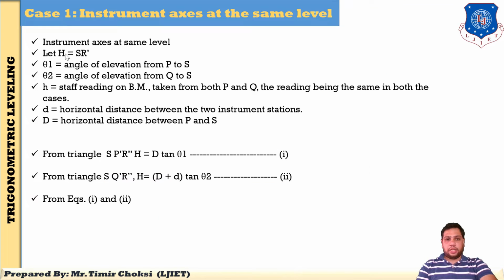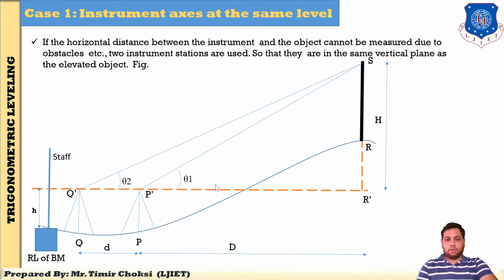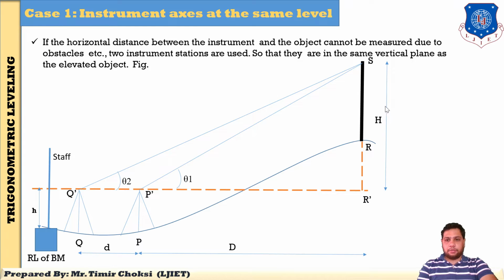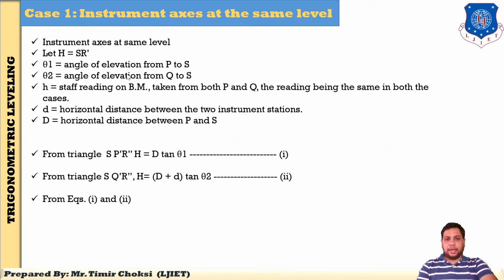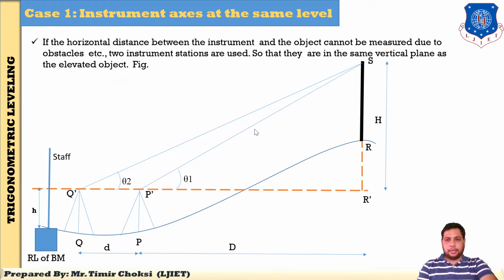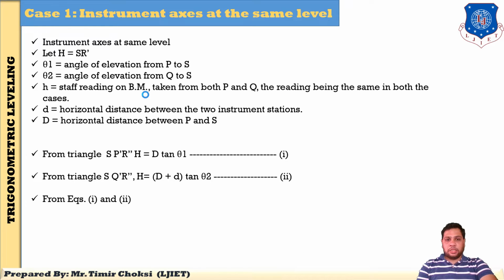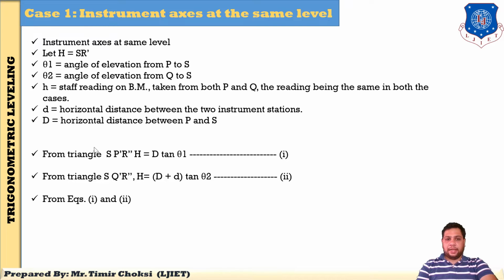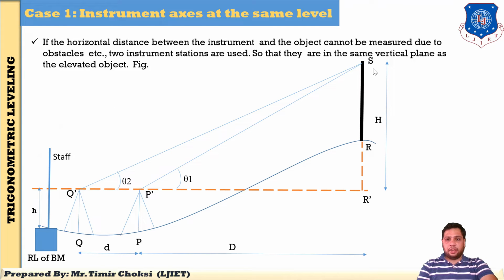Both instrument axes are at the same level, so H equals SR dash. Theta 1 is the angle of elevation from P to S, similarly from Q to S. Small h equals the staff reading on the benchmark. Small d equals the horizontal distance between the two instrument stations, and capital D equals the horizontal distance between P and S.